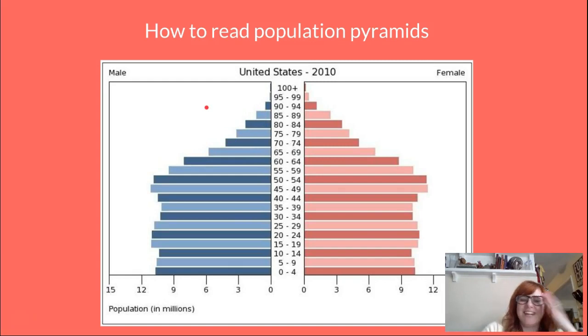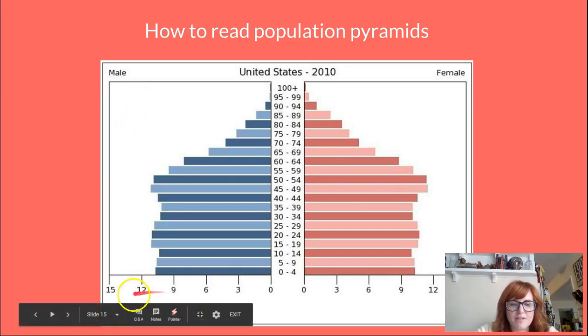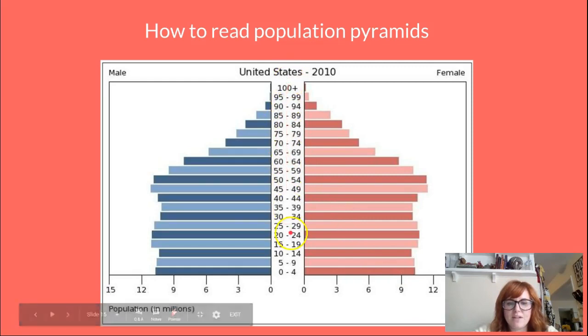But they're not always in the same colors, so I wouldn't memorize it by color. I would just always remember males are on the left, females are on the right, okay? On the bottom, we have the population in millions, okay? So right here, that's representing 9 million. And then in the middle here, we have ages.